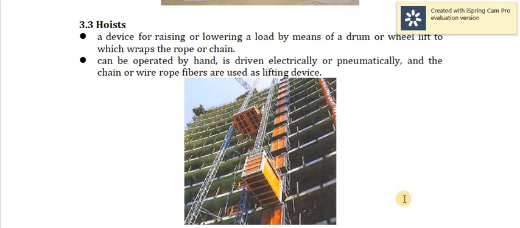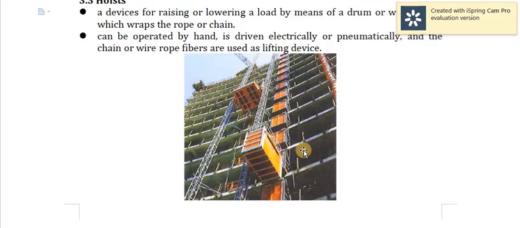Next, we have hoists. Hoists are devices for raising or lowering a load by means of a drum or wheel lift to which wraps the rope or chain. These can be operated by hand or driven electrically or pneumatically, and the chain or wire rope fibers are used as lifting device. So ayan, parang siya na yung lumalabas na elevator sa construction, no? Ayan, pwedeng sumakay dyan yung tao or yung material, ganun. There you go. Pero hindi masyadong mabigat.